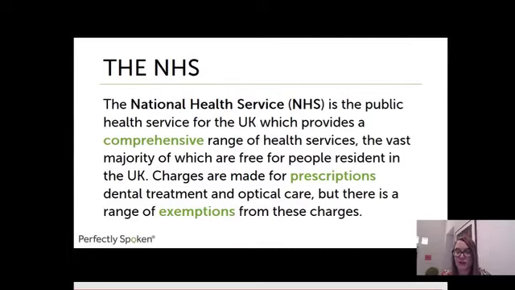And the final one is exemptions. So most people have to pay for a prescription, but there are exemptions. So exemptions you could think of as being similar to exclusions. So for example, if you are over a certain age, you aren't required to pay for your medicine. That would also be free. You are exempt from it.